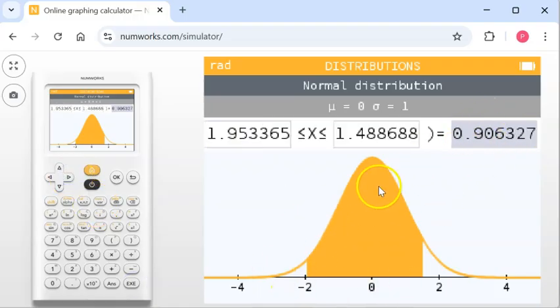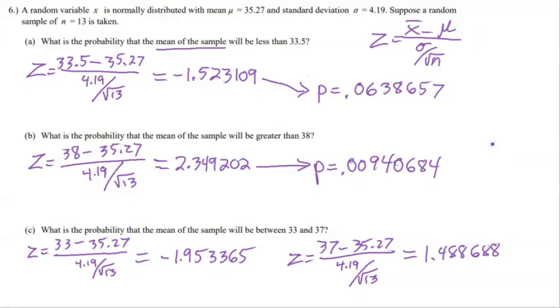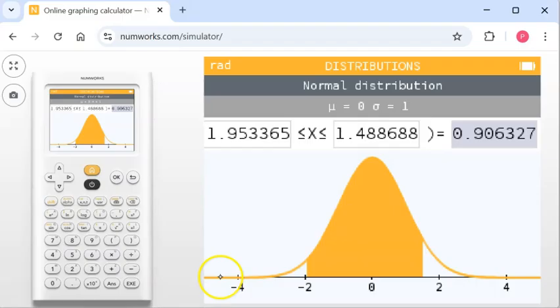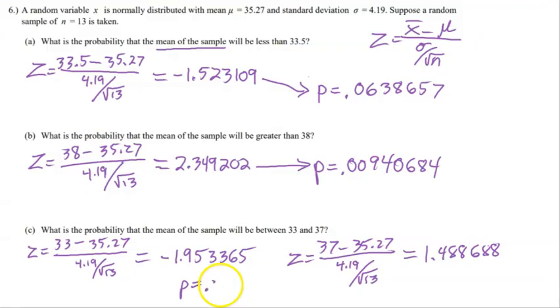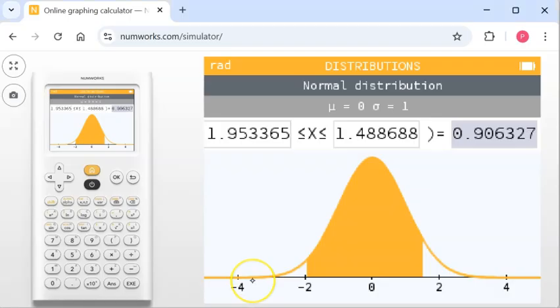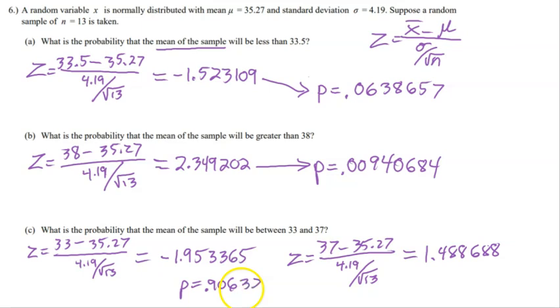Look, that's a lot of shading, and so it's 0.906, that's a lot. So the final answer here is P equals 0.906327. And that's it. That's how we use the central limit theorem to calculate the probabilities that a sample will have a certain mean that's either larger than a number, smaller than a number, or between two numbers.